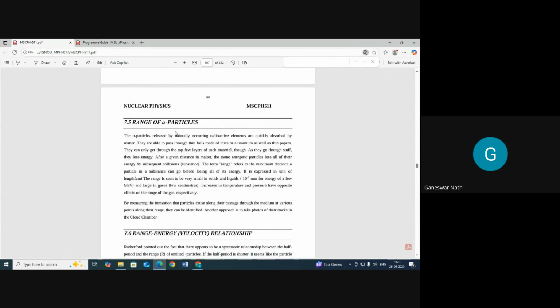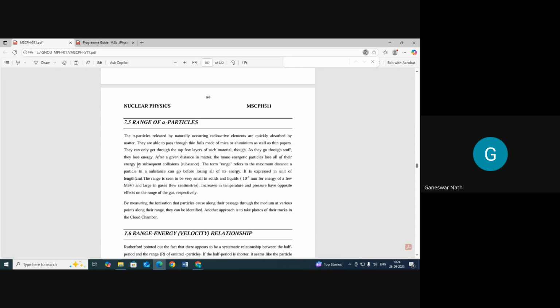In discussion of the range, the alpha particles released by naturally occurring radioactive elements are quickly absorbed by matter. They penetrate very little, moving with low velocity but high ionizing power. They are simply able to pass through thin foil made of mica or aluminum as well as thin paper. They can only get through the top few layers of such material.